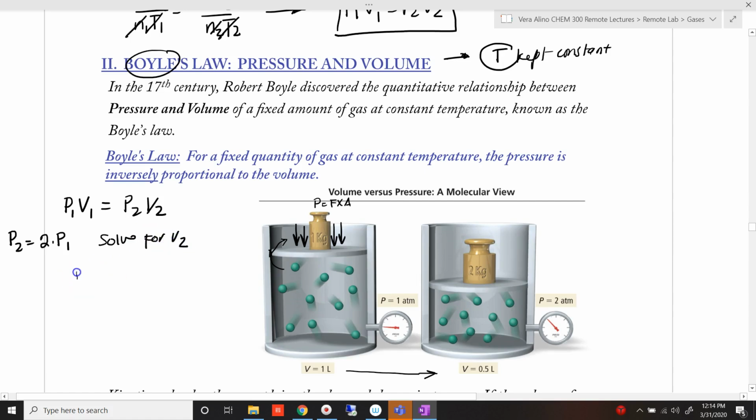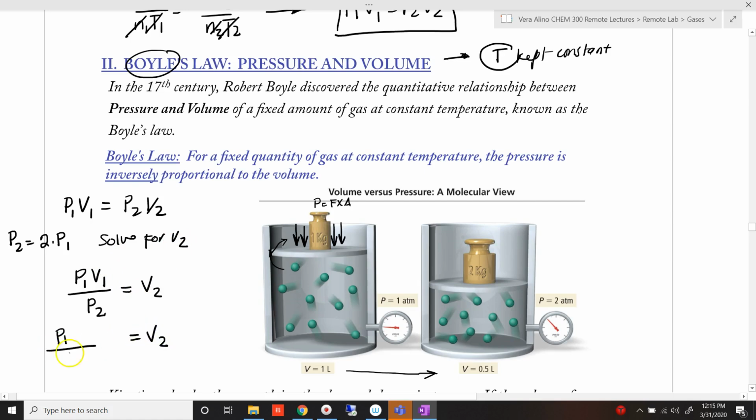Okay, so if we rearrange this equation, you don't have to. It's just my preference that I rearrange the equation so that I'll come up with the answer already. But if you're not comfortable with rearranging the equation, you don't have to. You just plug the values in there and then rearrange your equation. Okay, so solve for V2.